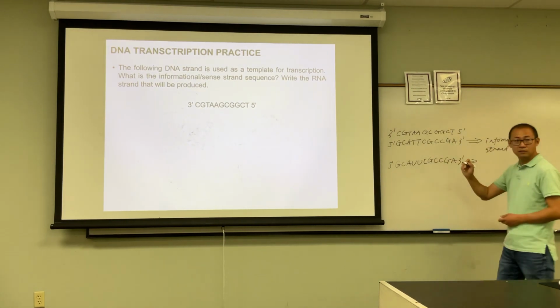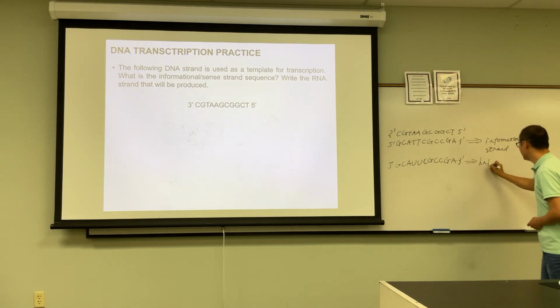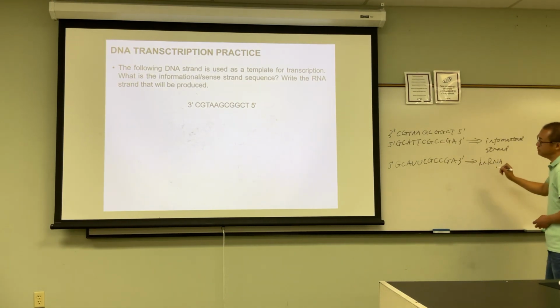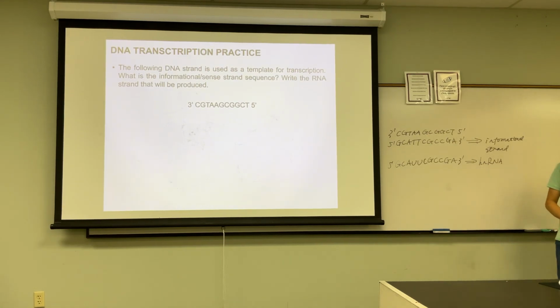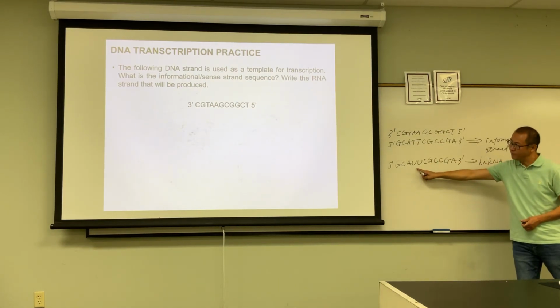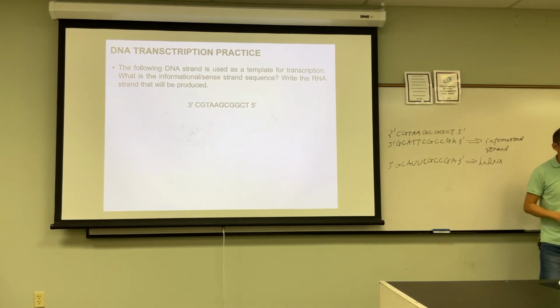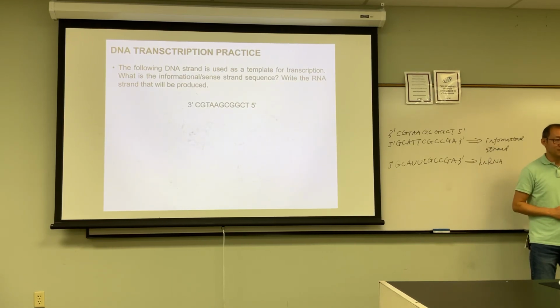This is the hnRNA strand. It should be the same sequence as the informational strand. Except, again, don't forget replacing T with U, guys. Very important. This is a very common mistake. Sometimes you just ignore it and just read the same sequence. RNA doesn't have T. This is a principle. I know you know it, but it's a principle, and getting it wrong is a mistake.